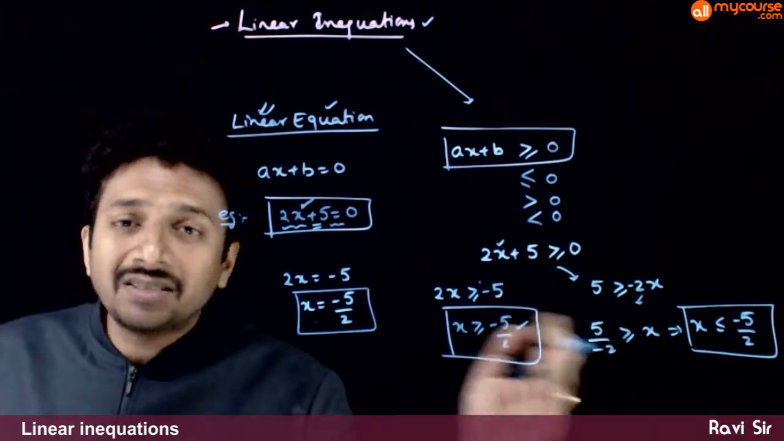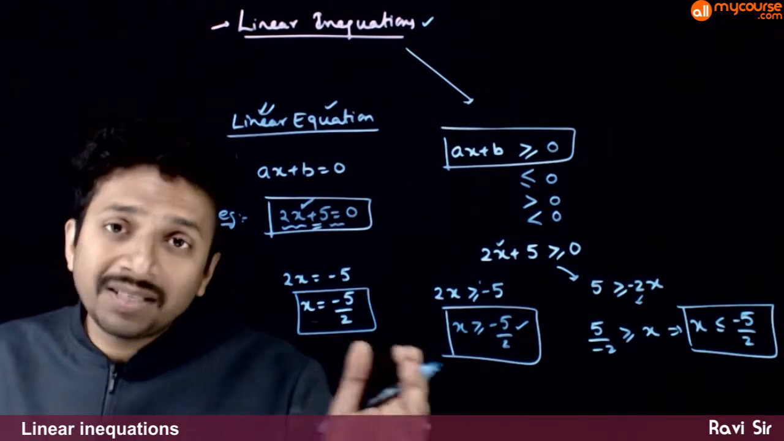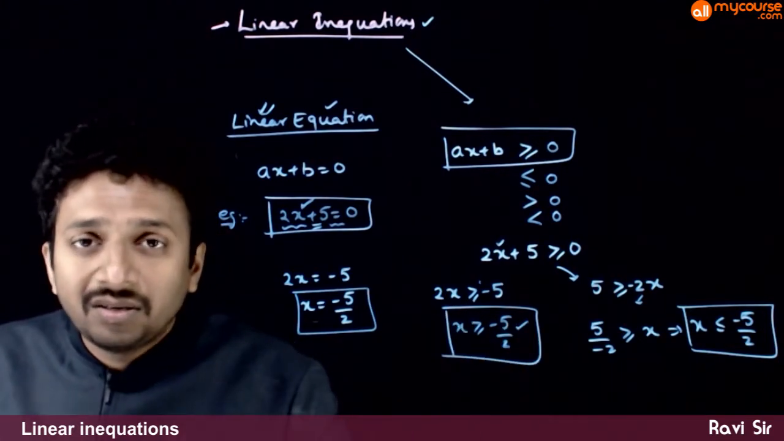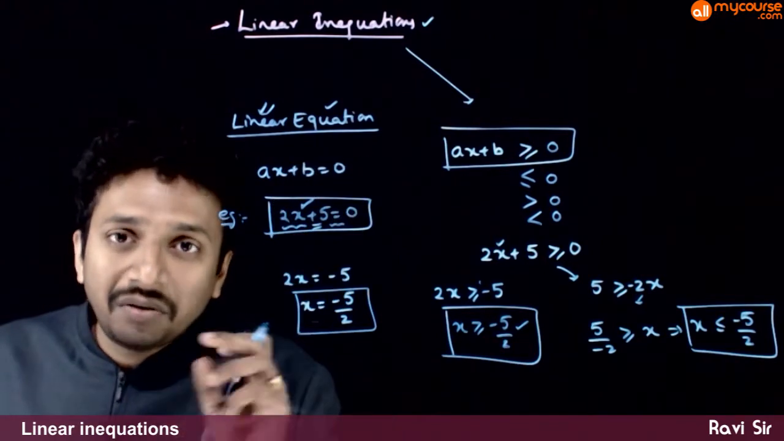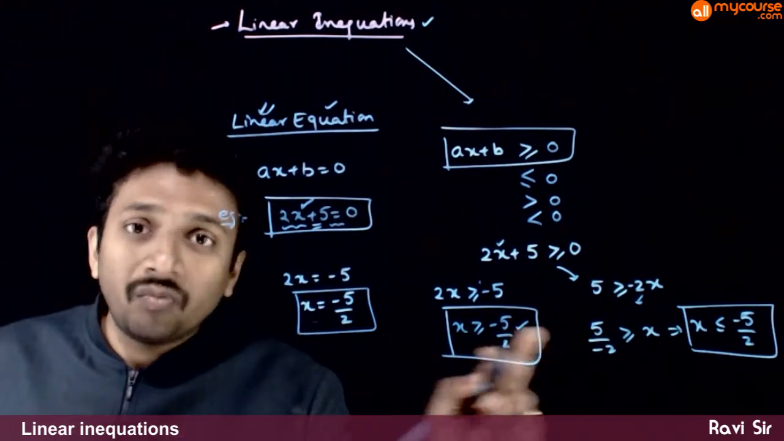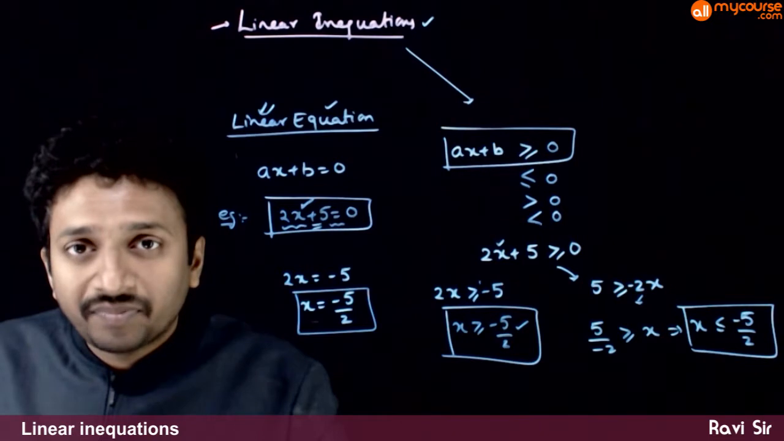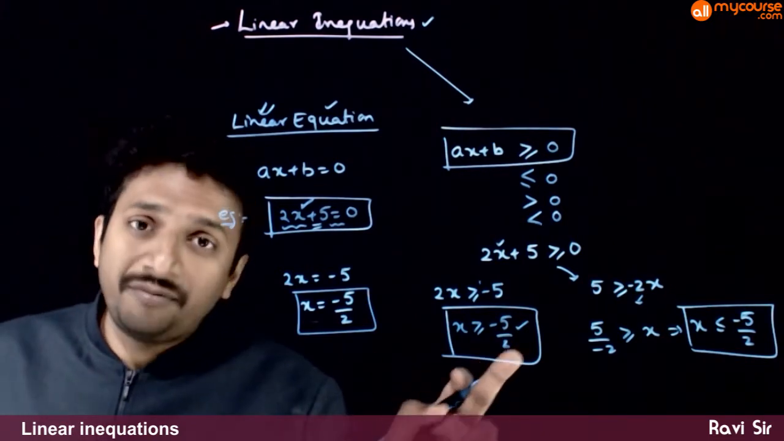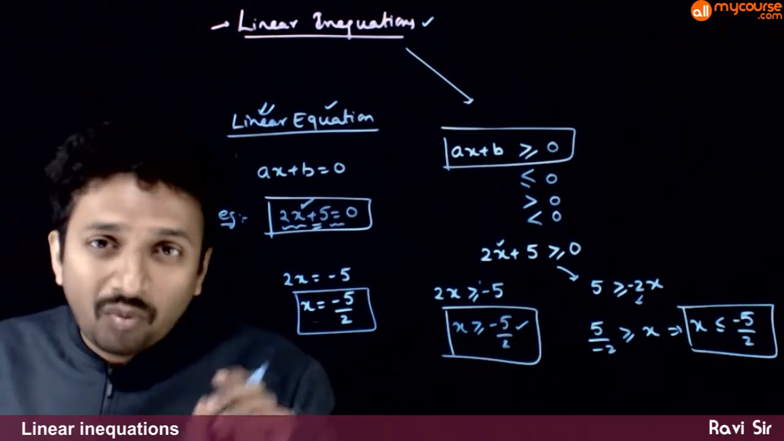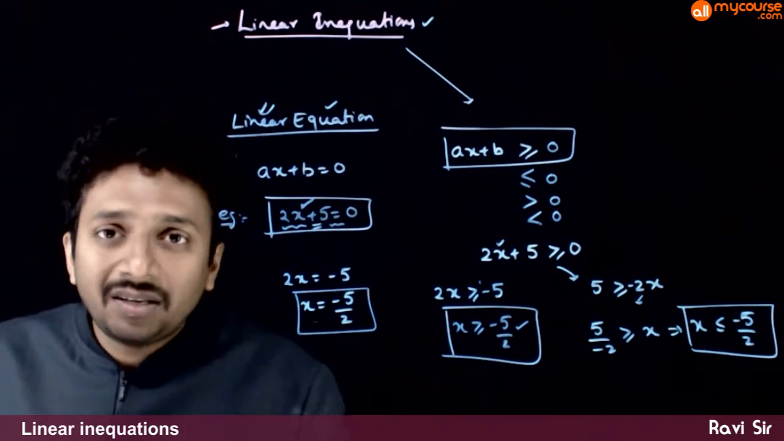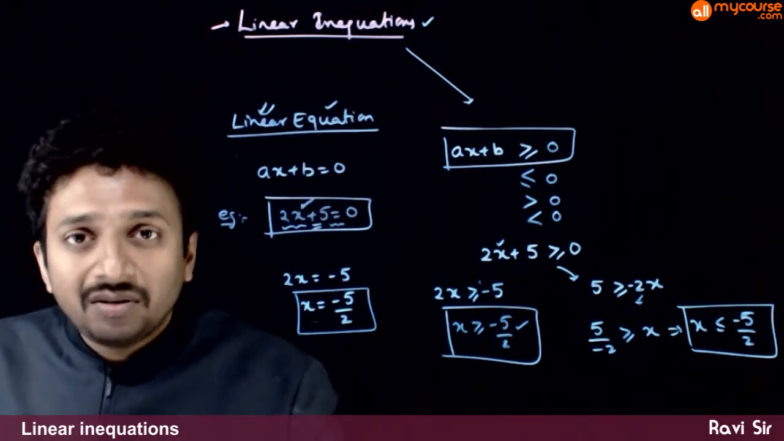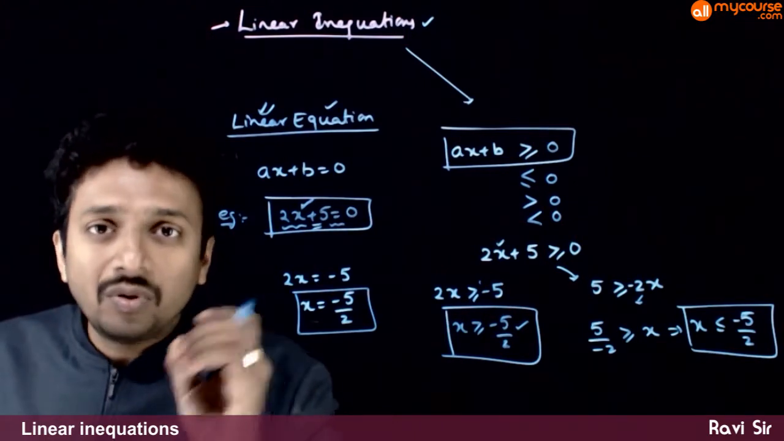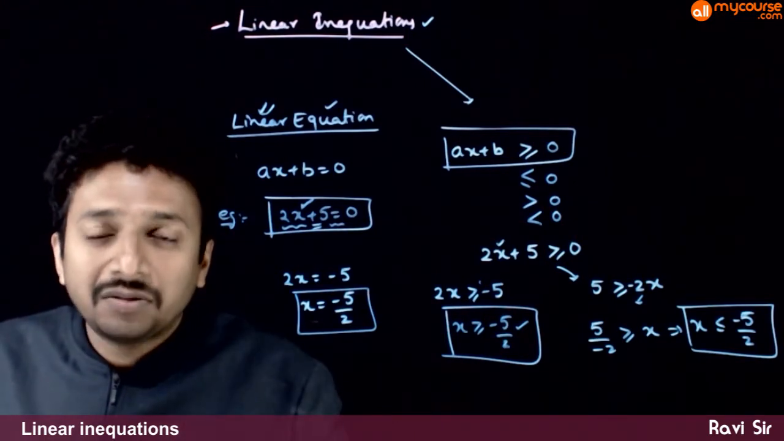Obviously, both these answers cannot be right. If one answer is right, the other should be wrong. So, in the theory of linear inequations, we are going to observe what went wrong in one of these methods. And what is that wrong? To understand that, we need to understand the 4 rules of linear inequations. So, let us go forward.